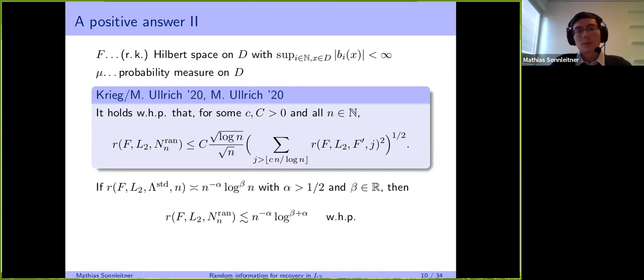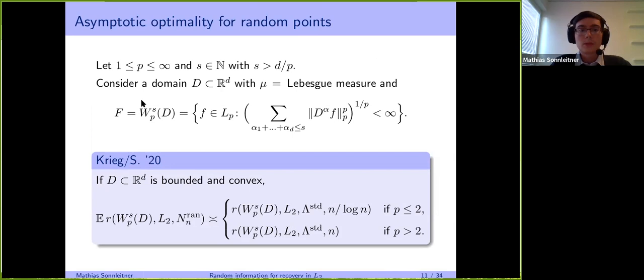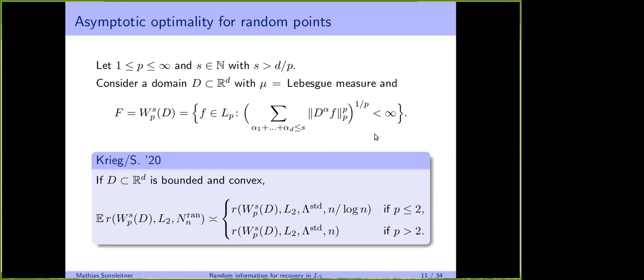And here, let me mention the Sobolev spaces. Take a parameter p between 1 and infinity and smoothness s with s greater than d over p, so we ensure the continuous embedding into continuous functions. And on some domain, we consider the Sobolev space, the isotropic one, defined like this.